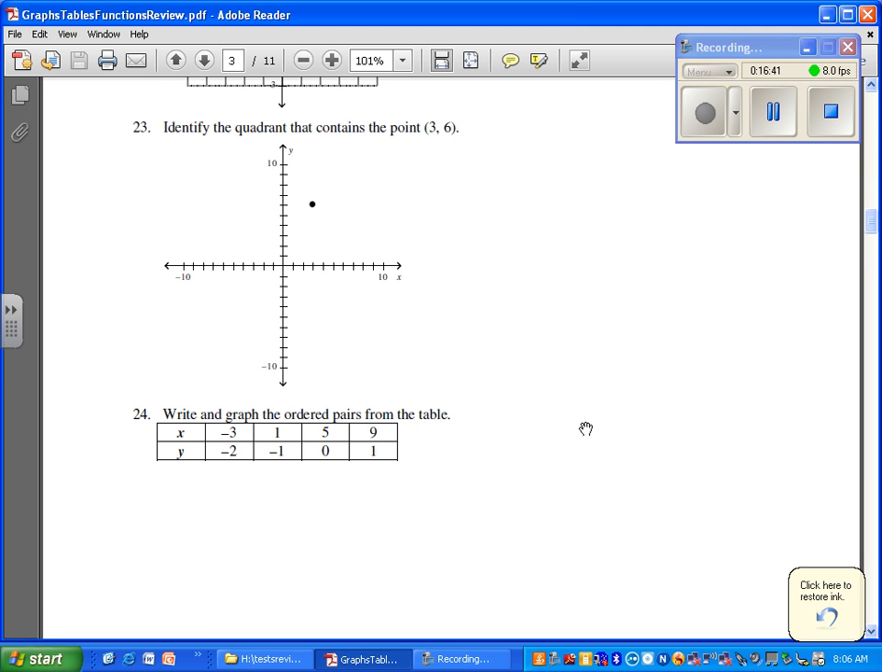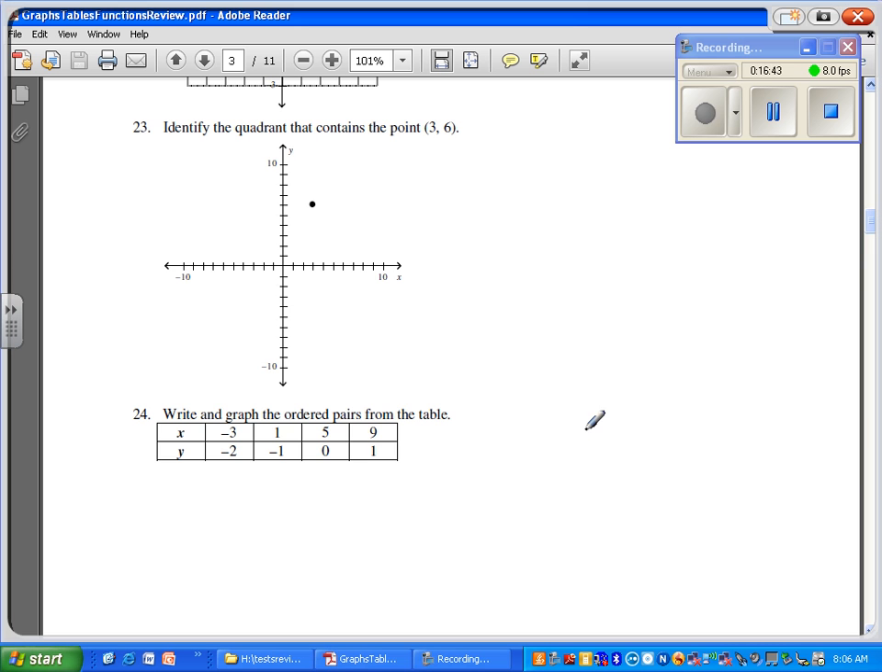All right, number 23, identify the quadrant that contains the point (3, 6). So even if they didn't provide the graph, you should be able to graph (3, 6). So over 3, up 6. That is in the first quadrant. Please make sure you know your quadrants.